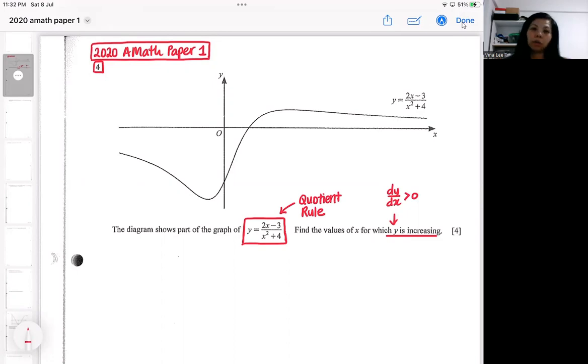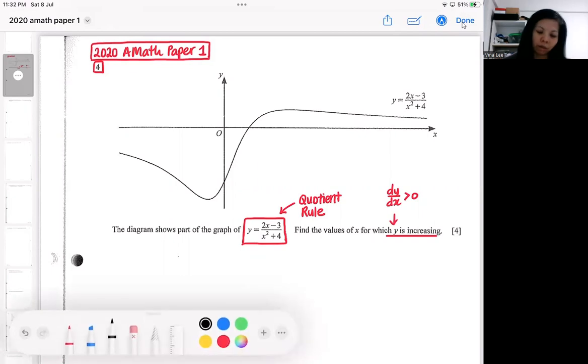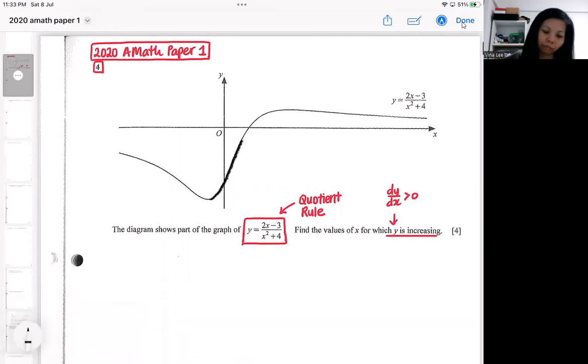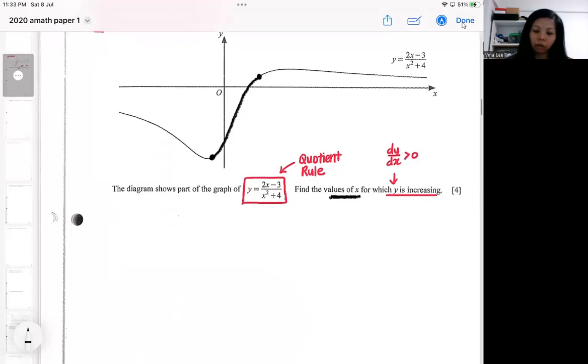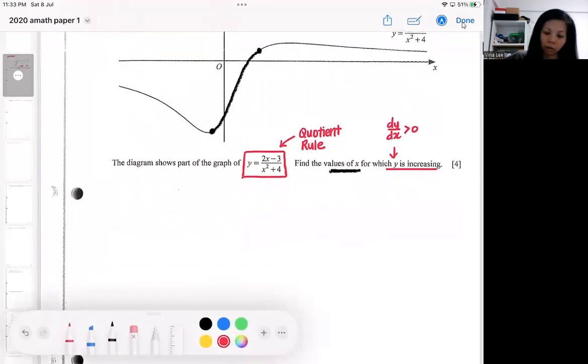So what is the purpose of the graph here? If you have a look at the graph, you can have an expectation of which region is an increasing function. The region that is increasing will be somewhere here, because the curvature is always going up. So we can see whether after our calculation, we will be able to get the range of x around that region. Let's try to apply the quotient rule for dy/dx first.